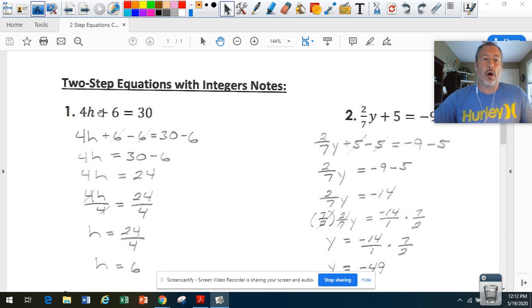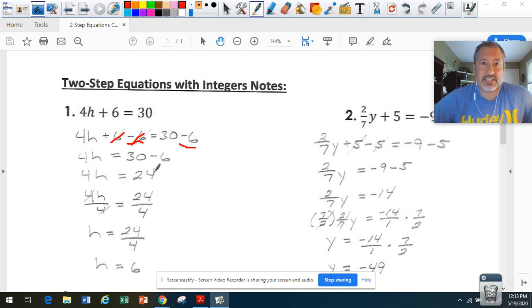What do I mean by that? We're going to get rid of this plus 6. The opposite of adding 6 is subtracting 6. So we're going to subtract 6 on both sides. I subtract 6 on the left, subtract 6 on the right, because what I do to one side, I must do to the other side. It is a neat freak. The plus 6 minus 6 cancels out, and I'm left with 4h equals 30 minus 6. Let's clean some things up. 30 minus 6 is 24, so we get 4h equals 24.